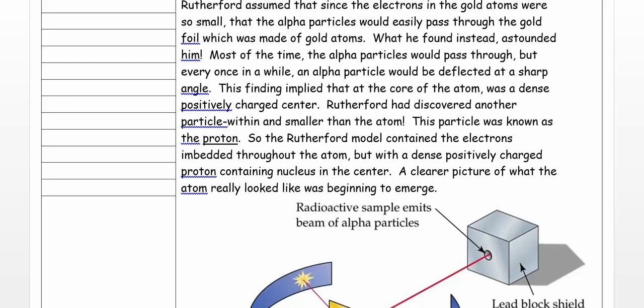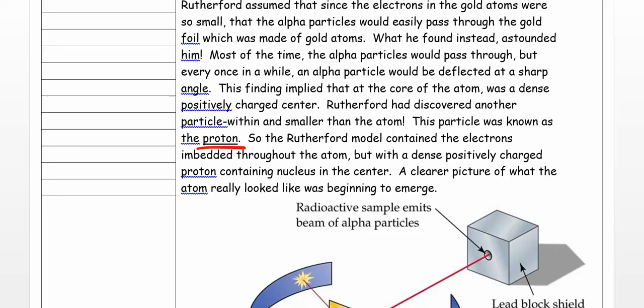Most of the time, the alpha particles would pass straight through, but every once in a while, an alpha particle would be deflected at a sharp angle. This finding implied that at the core of the atom was a dense, positively charged center. Rutherford had discovered another particle within and smaller than the atom. This particle was known as the proton.